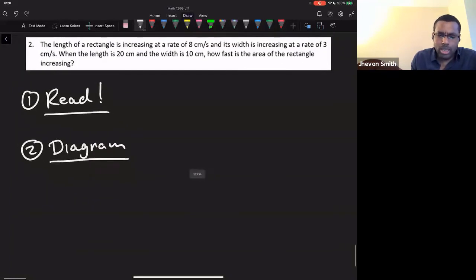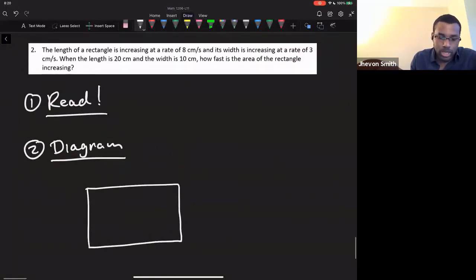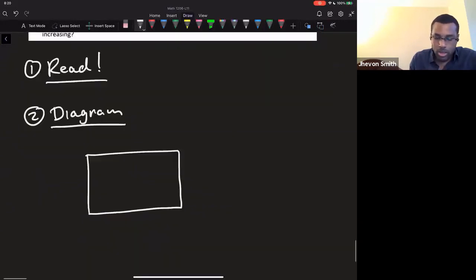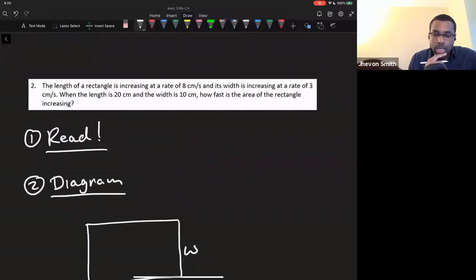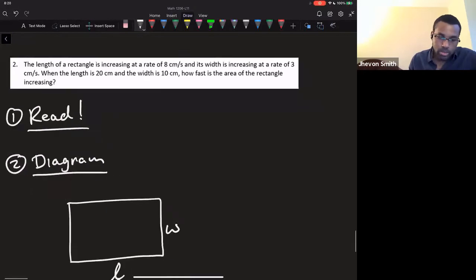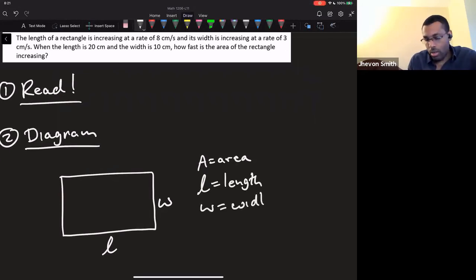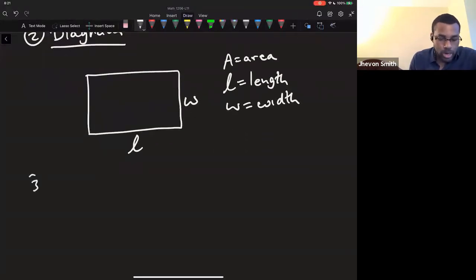Diagram. A rectangle is increasing. It's a rectangle, so draw a rectangle. Staples easy button. And then you're like, well, I know the length and width, so let me call this length and width. I label them L and W because I know they're changing. And I want to know the area. So A is area, L is length, W is width. So that's my diagram.